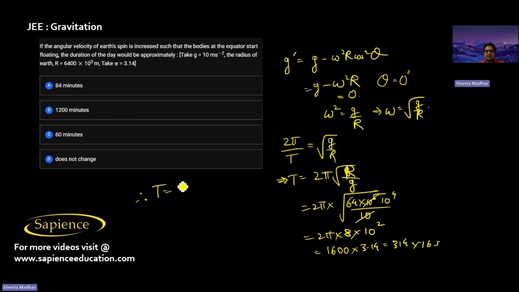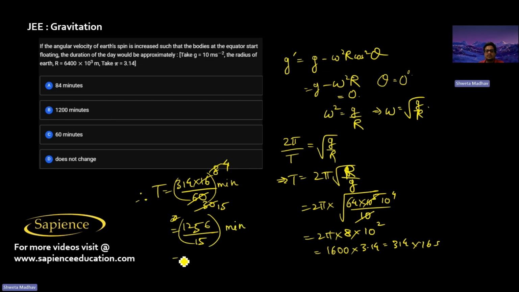So therefore, the time in minutes we have to find. So 314 into 16 by 60 minutes. So this will be, working through the division, approximately 84 minutes. So 84 minutes will be the duration of the day. Option A will be the correct answer.